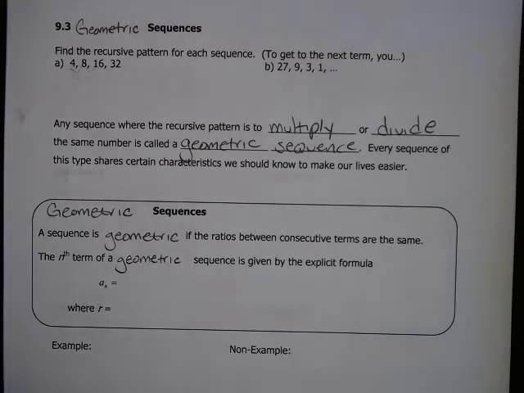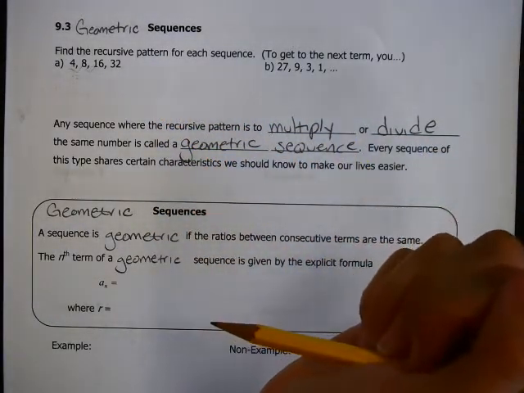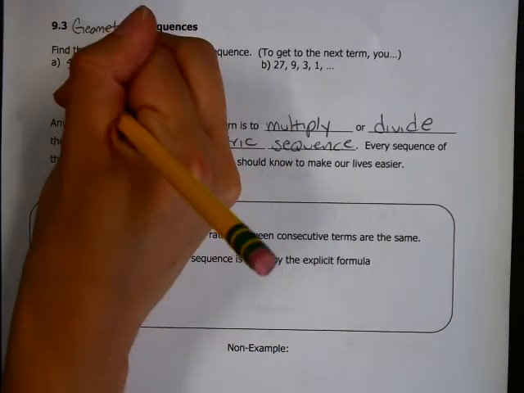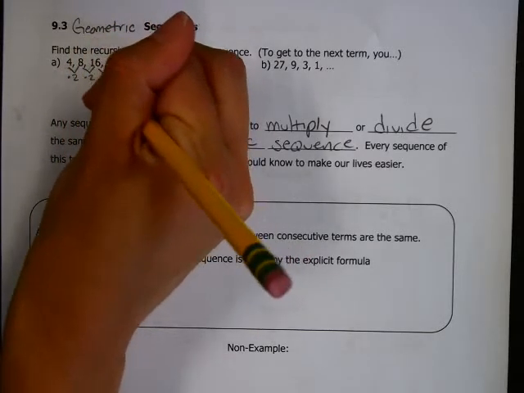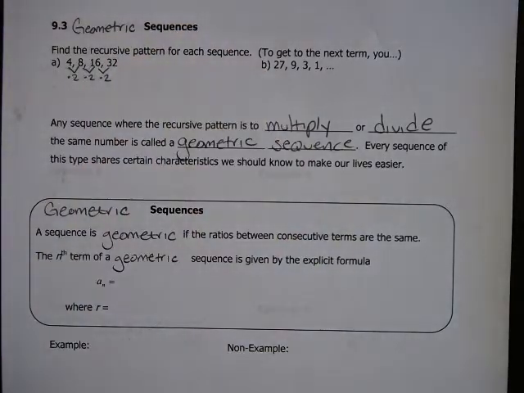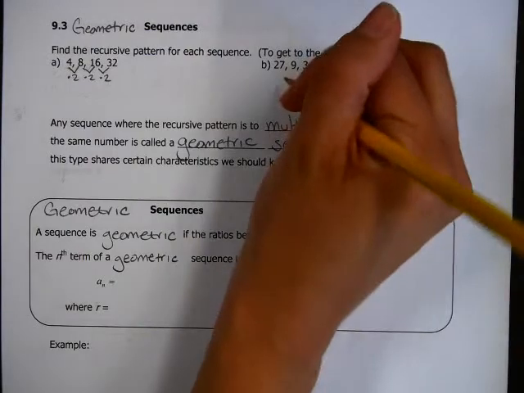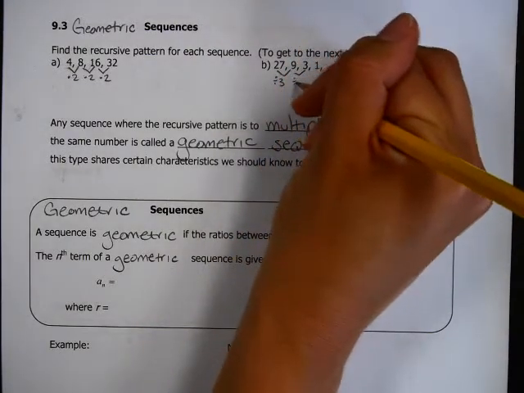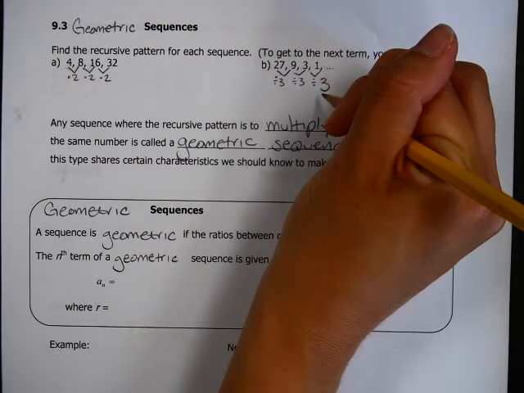Okay, we are looking at section 9.3 today. So I have two sequences here for you. Let's find the recursive pattern for each sequence. For this first one, to get from 4 to 8, multiply by 2, 8 to 16, and 16 to 32, all multiplying by 2. From here, to get from 27 to 9, we would divide by 3, divide by 3, and divide by 3.